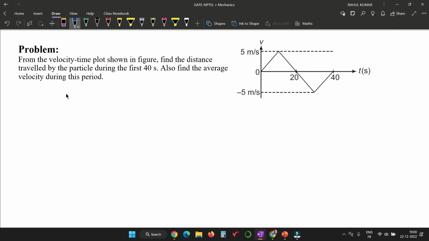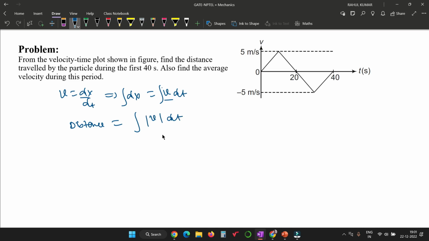So in this problem, we already know that v equals dx by dt, and dx is v dt. I have told you that when you integrate the vt diagram, you will get the position at a certain time. But when you want to find the displacement, you have to find the area under the vt diagram. If you want to determine the distance, then you have to find the area under the vt diagram, but you have to take v as a modulus. Then you will get the distance traveled. So it is a very easy problem.